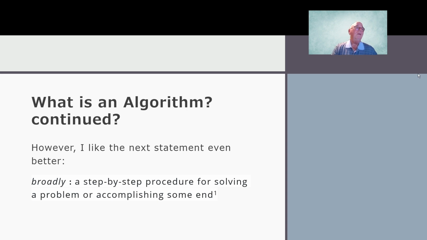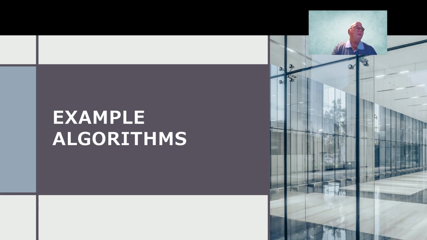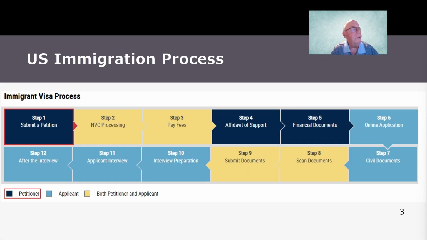So, let's look at some examples. All right, so here's an example. This is a screenshot I took off of what used to be the Immigration and Naturalization Service. Now it's called ICE, and I forget what that stands for. But at the end of the day, I went out to their website and stumbled around and found this immigrant visa process. It shows that there's 12 steps and what those steps are.